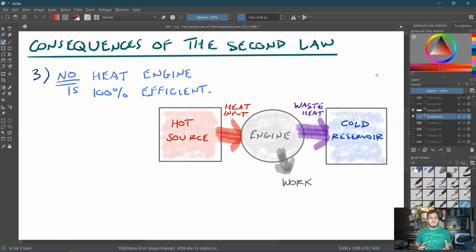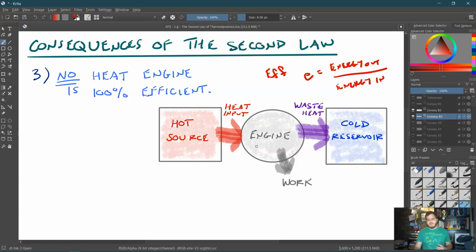Another consequence is that no heat engine is 100% efficient. Now remember, we talked about efficiency a long time ago, and efficiency, which we usually abbreviate with an E, is the energy out over the energy in to a particular system. And what this is telling us is that you will never get all of the energy out that you put in. Okay, so this is a heat engine here. This is what we call a heat engine diagram.